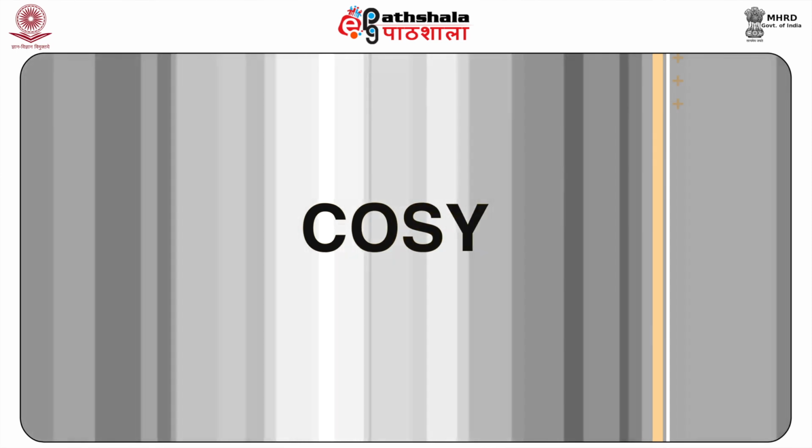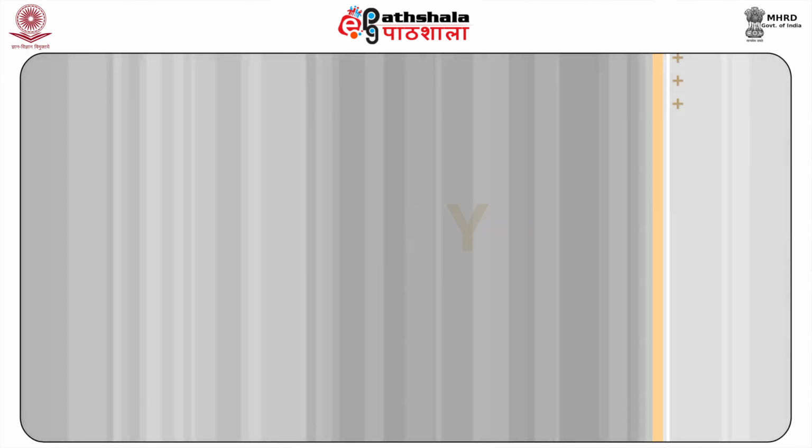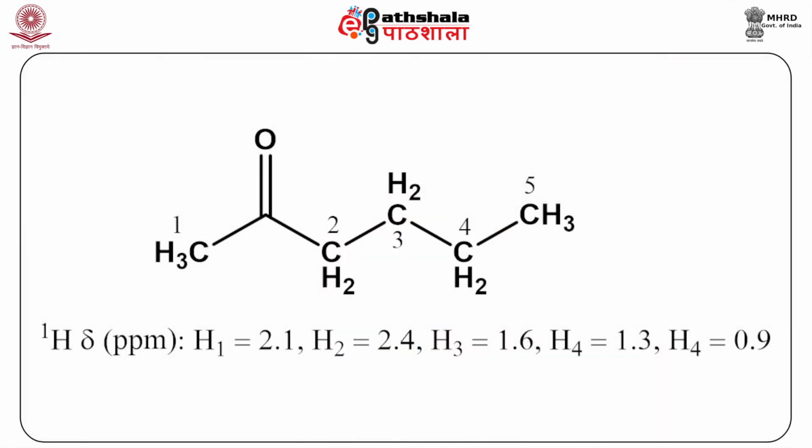Now let us discuss COSY in detail. To see what type of information we can get from a COSY spectrum, let us consider the COSY spectrum of 2-hexanone, which is a carbonyl compound, a keto compound. Both the x and y axes have the one-dimensional proton NMR of 2-hexanone. Each axis is calibrated according to the chemical shift values in ppm. Given here are the ppm values of the proton spectrum of 2-hexanone.